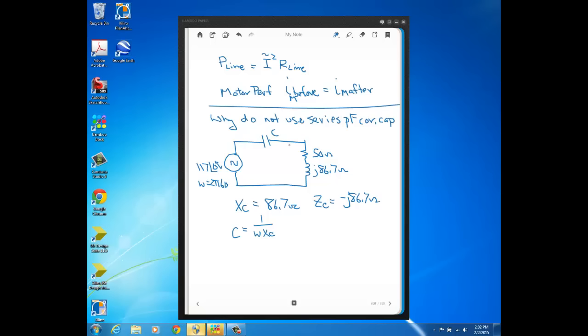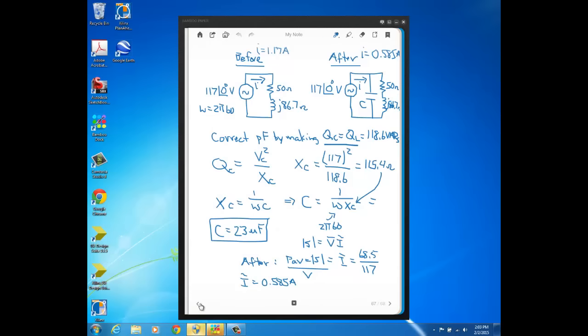So you see, when you put the capacitor in series to correct the power factor, finding the capacitor value is easier than what we had in the parallel case, because in the series case the reactances are just the same. But if you go back and look at when we solved the parallel case, you can see that the reactance of the capacitor to correct the power factor was a different amount of ohms than what the inductor is. See, the 115.4 compared to the 86.7.